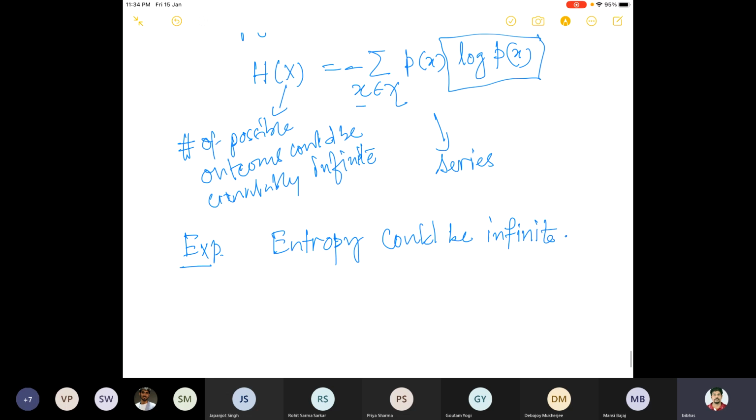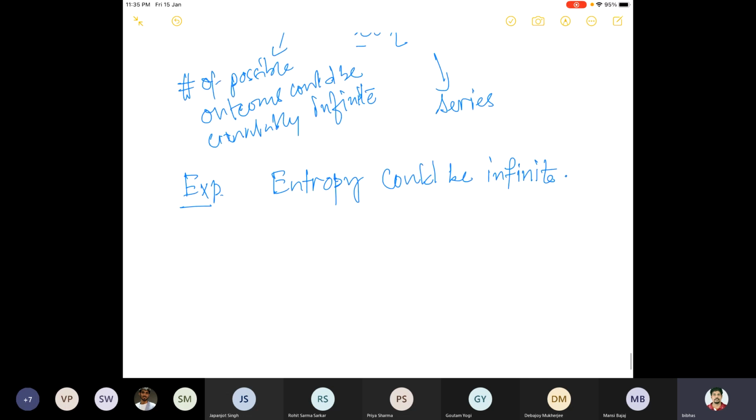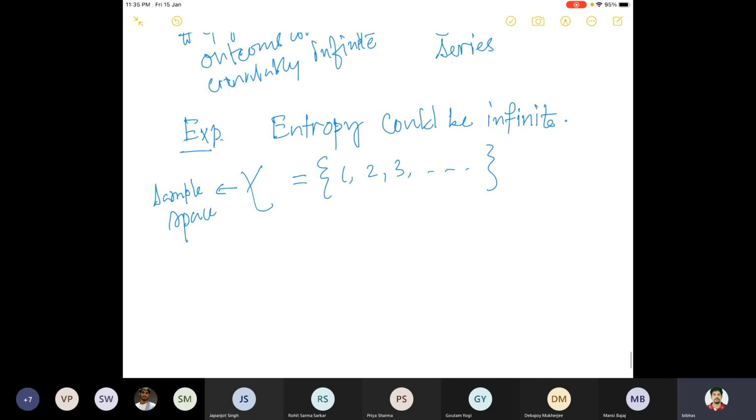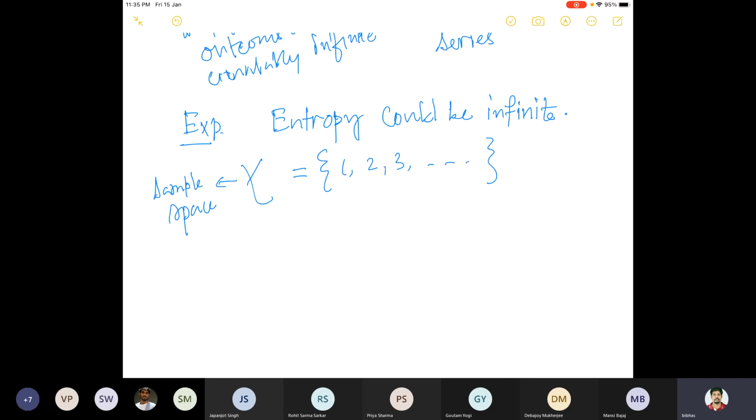So let me define a random variable then. Let us say this alphabet is the sample space. Sample space is like this: 1, 2, 3, whatever it is. The sample space is a set after all. Whatever it measures, I don't care. Or what is the corresponding experiment? I don't care. This is a sample space.